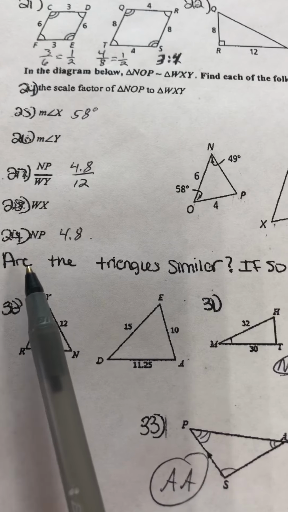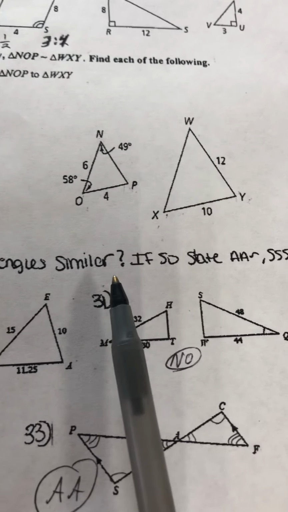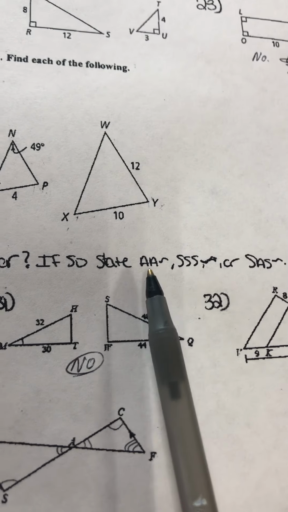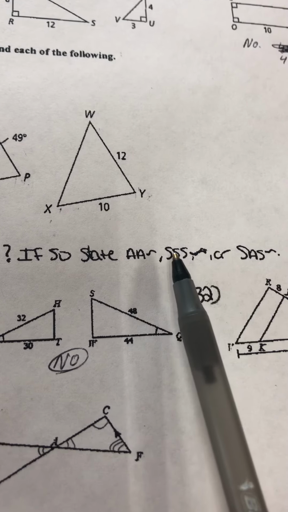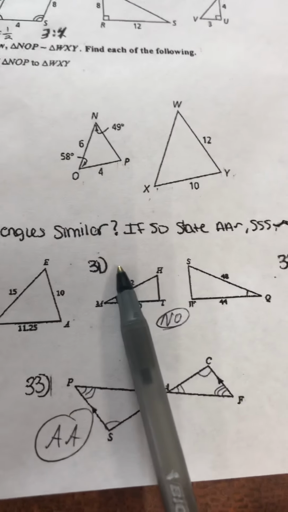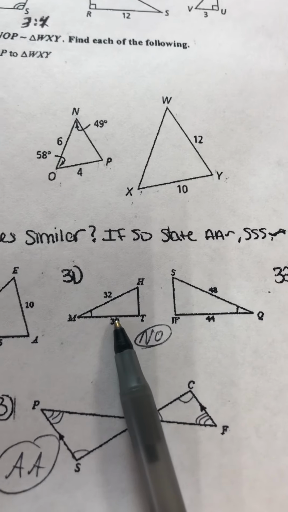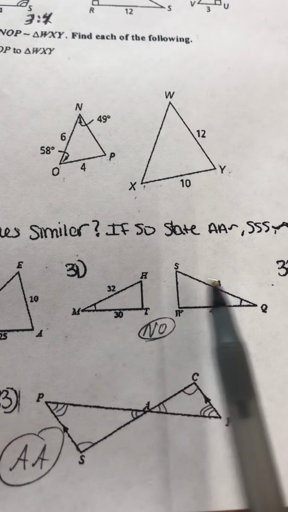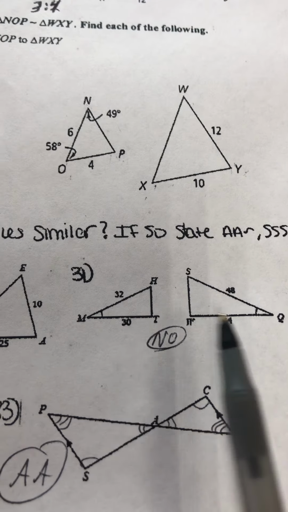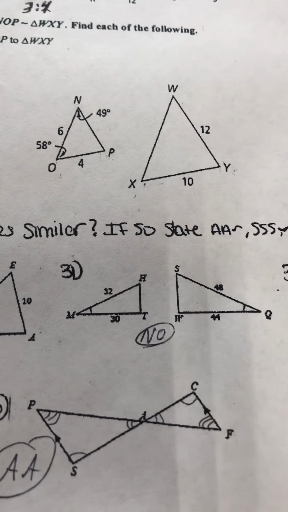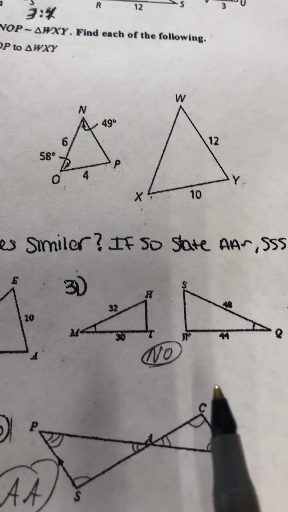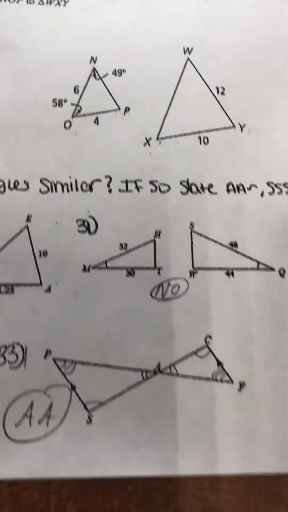Are these similar triangles? If so, we're going to do AA or SSS or SAS. So for this one, number 31, these are not. I checked the scale factor on these and they are different. If you do 32 divided by 48 and compare that number to 30 divided by 44, you'll see that they're different, so it's not the same scale for each of these, so it's a no, not similar.